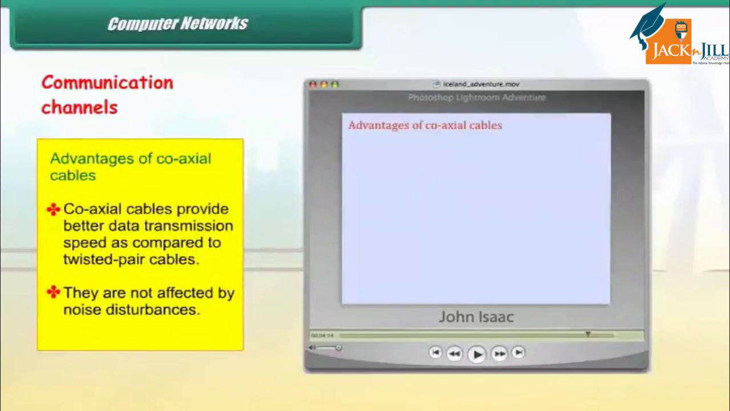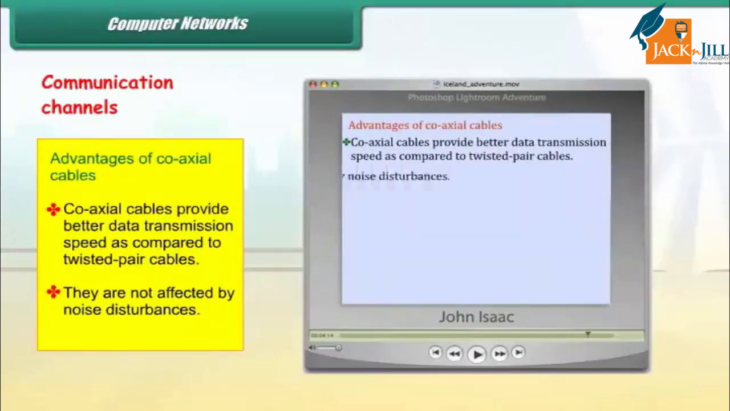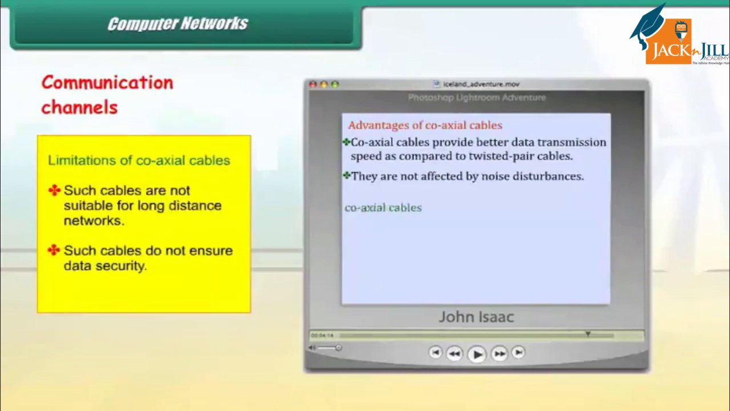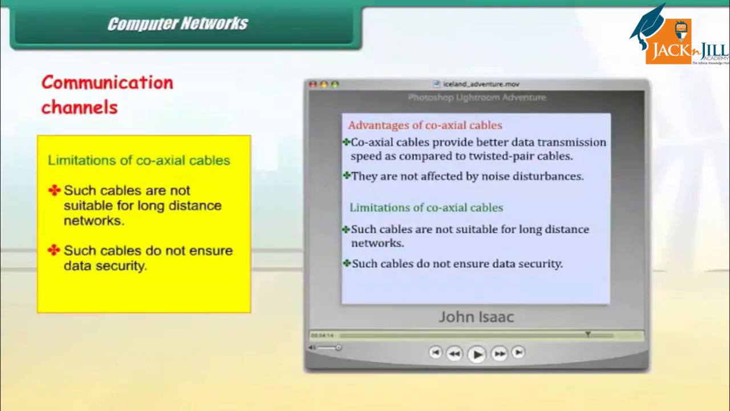Advantages of coaxial cables: coaxial cables provide better data transmission speed as compared to twisted pair cables. They are not affected by noise disturbances. Limitations of coaxial cables: such cables are not suitable for long-distance networks. Such cables do not ensure data security.